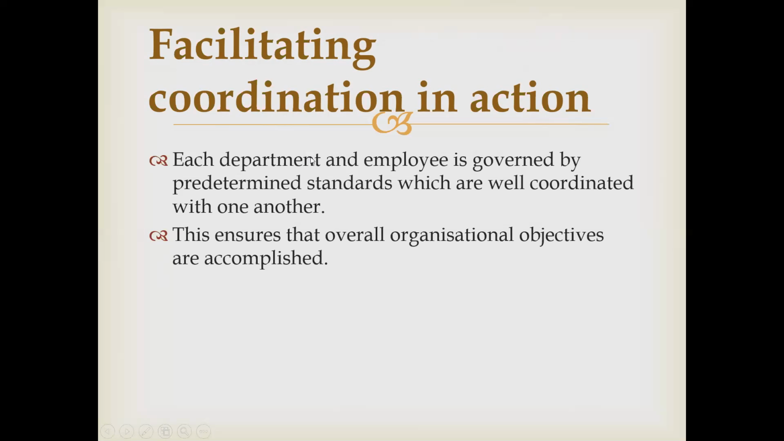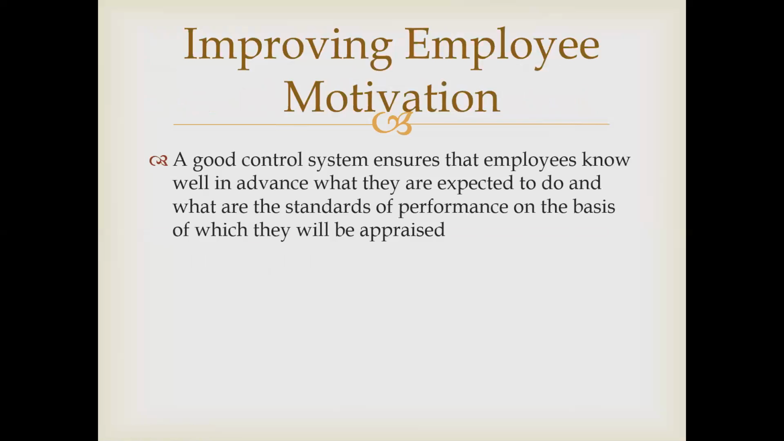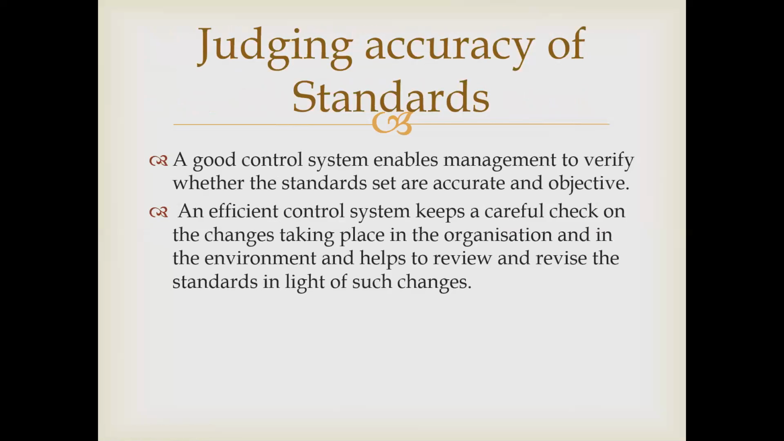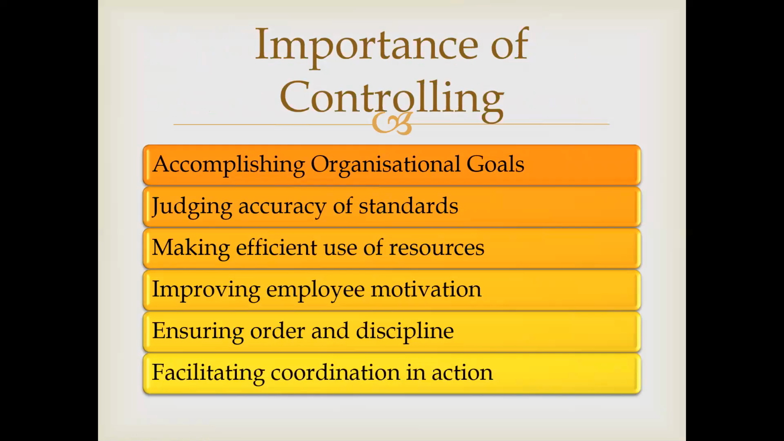Let's recapitulate all the 6 points in a reverse order: facilitating coordination in action, ensuring order and discipline, improving employee motivation, making efficient use of resources, judging accuracy of standards, accomplishing organizational goals. So these are the points of importance of controlling for any organization. I hope that the topic is clear to everyone.